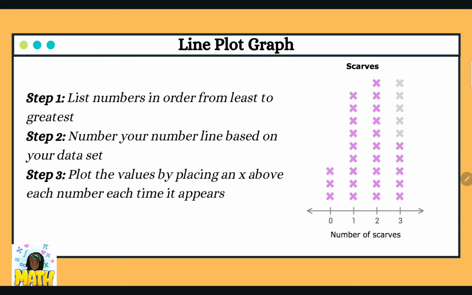When constructing a line plot, the steps to follow are: list the numbers in order from least to greatest, number your number line based on your data set, and plot the values by placing an X above each number each time it appears, as shown here in this graph.